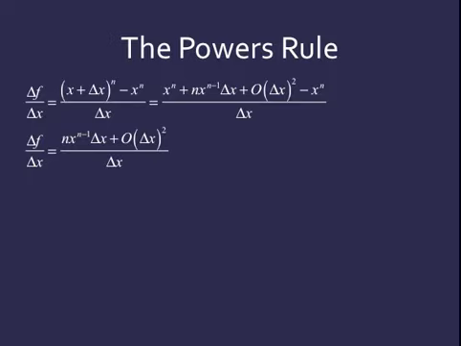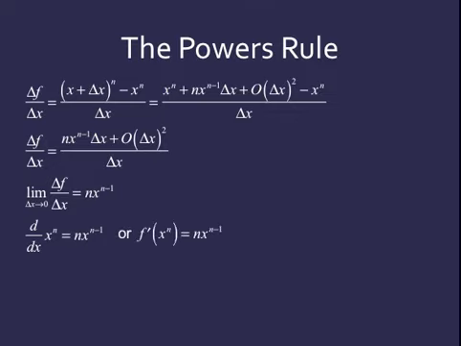Now if we take the limit as Δx tends to 0 of Δf over Δx, the other terms, O(Δx²) divided by Δx, tend to 0, leaving us with nx^(n-1), which can be written out more formally as d/dx of x^n is equal to nx^(n-1), or alternatively, f'(x^n) is equal to nx^(n-1).